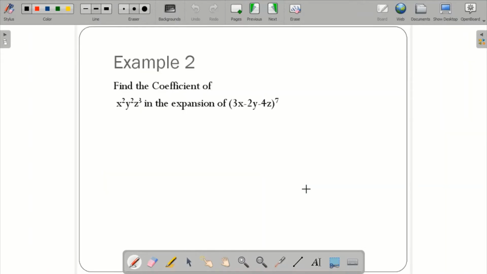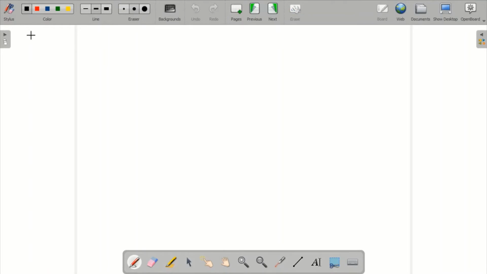So let us solve example 2. They have told: find the coefficient of x square, y square, z cube in the expansion of 3x minus 2y minus 4z whole to the power 7. Okay, so let us solve this in a new page. So the question is x square, y square, z cube in the expansion of, to the power 7. Okay, so let us try to solve this.